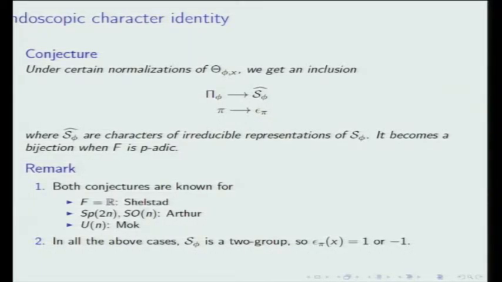Another remark is that in all these three cases, the group S phi is very simple. It's just a 2-group. So it's just several copies of Z2. And because of that, this coefficient epsilon pi will take either value 1 or -1. In fact, the fact that this group is abelian reduces a lot of work. In particular, this coefficient cannot be 0. But in general, this group can be non-abelian, and so this coefficient can be 0. So it will be very strange in the general situation.